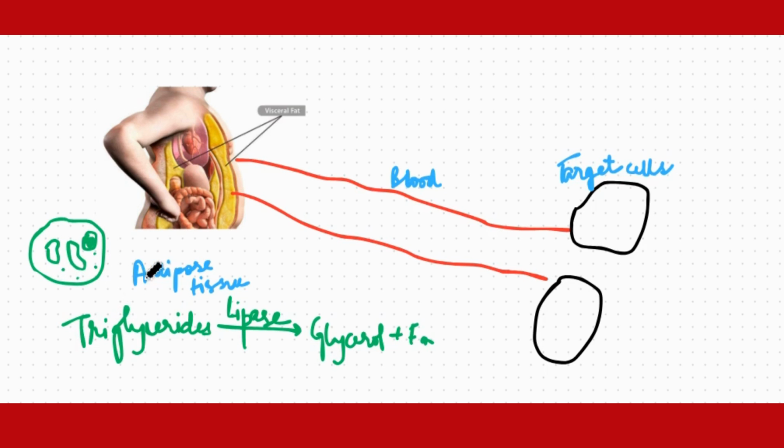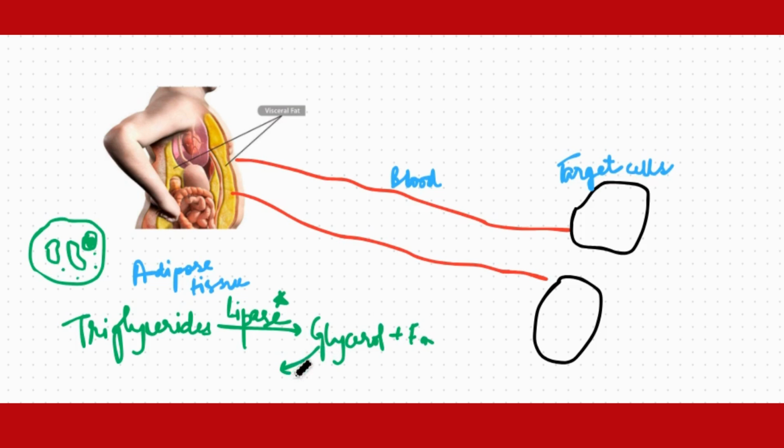Whenever there is some kind of a trigger or a signal by the body, lipase gets activated. So what are these signals? These signals could be hormones such as glucagon or epinephrine, or it could just be some dietary compound which is activating the lipase. Now when lipase gets activated, it immediately breaks down the triglyceride into glycerol and fatty acid.